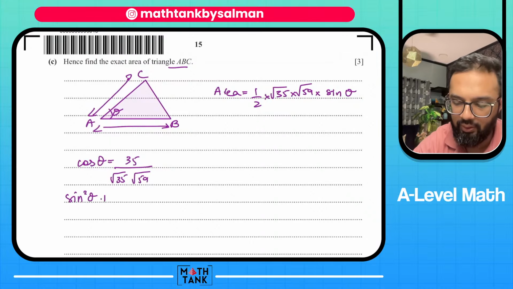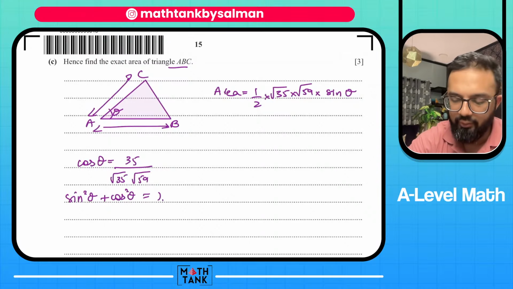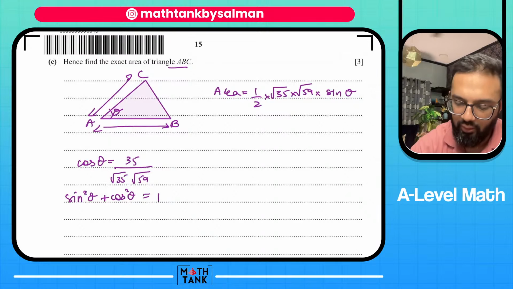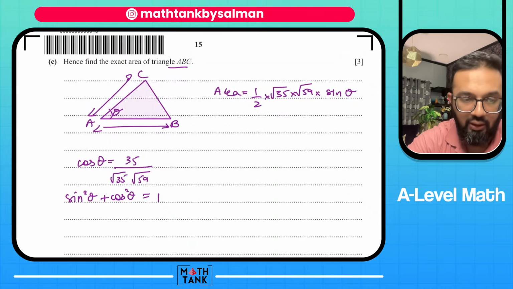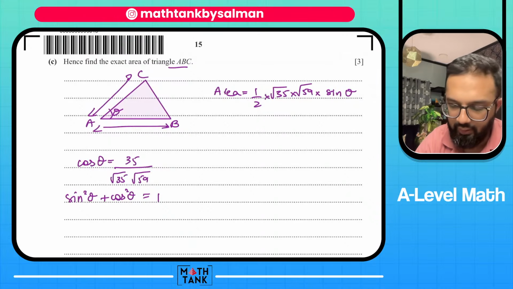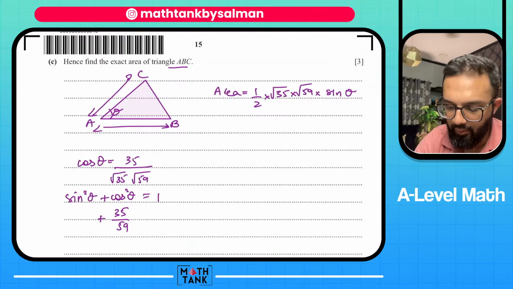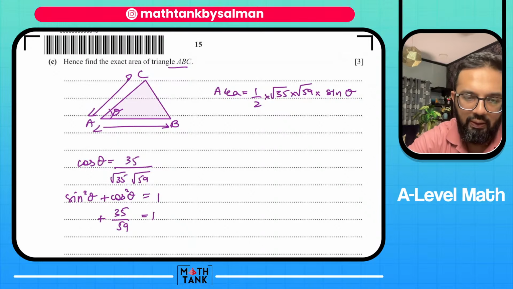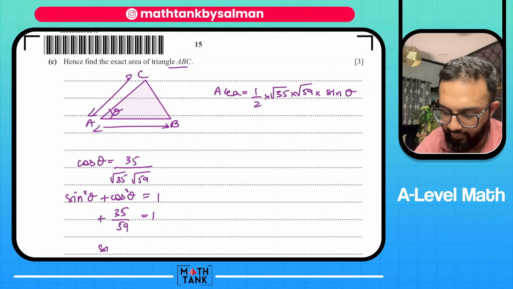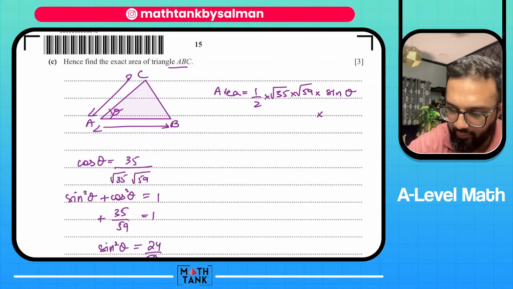So sine squared theta plus cos squared theta equals 1. So it's 35 squared over 35 into 59. So that's 35 over 59. That's cos squared theta. Okay, so 1 minus answer. Sine squared theta is then 24 over 59. So sine theta is going to be root of 24 over root of 59.